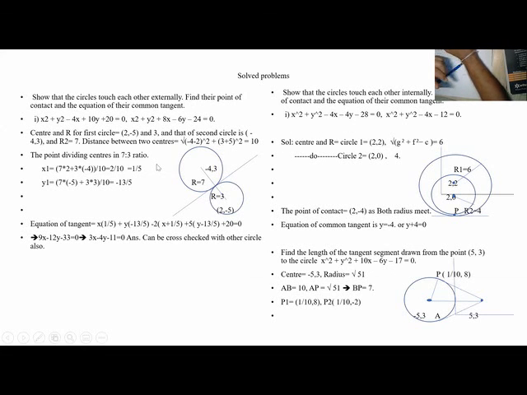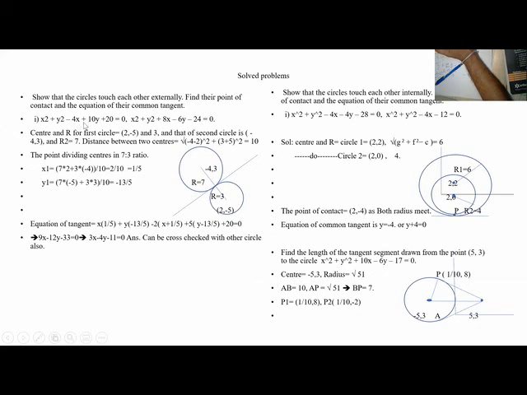Now see this. There are two circles given. Prove that they touch each other externally, and find the point of contact. So from the first circle, we know what is the center of this? (2, -5), and the radius is the square root of g square plus f square minus c.